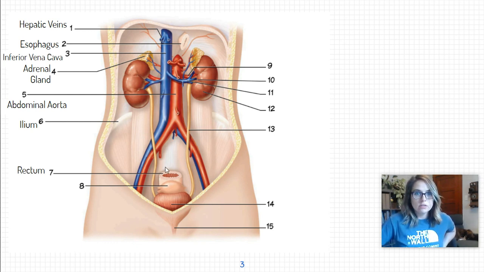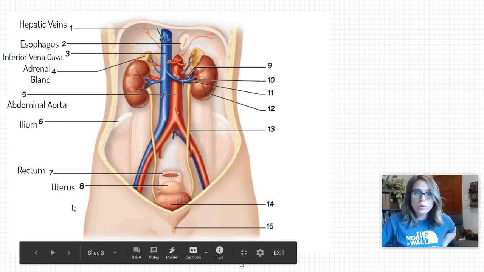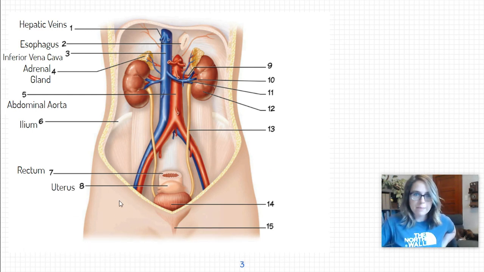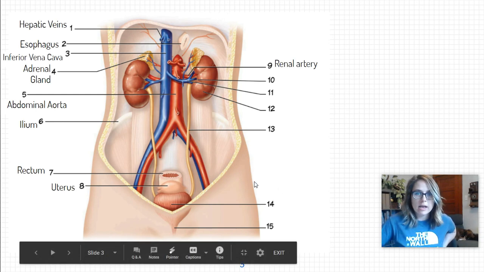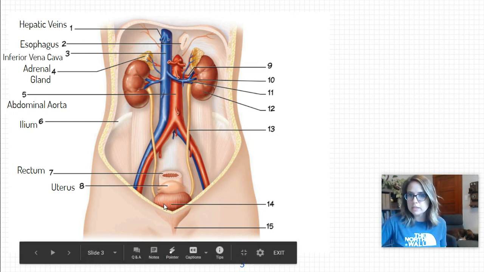All right, so here is the end of my digestive tract. It's been cut as well, so you can see the beginning and the end of the digestive tract here. That's the rectum. And then we have here the uterus. So this would be a female because there's a uterus. And I want to back up. These aren't going to fall in this order, but 14 is the urinary bladder.